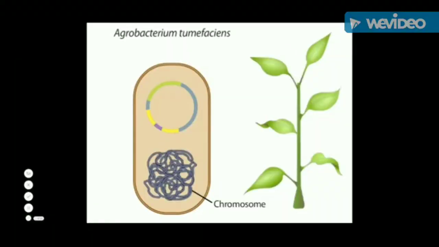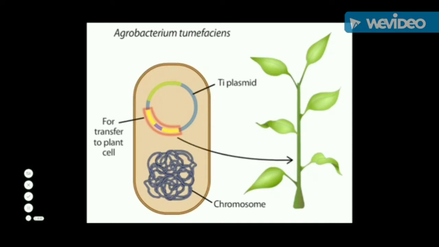Agrobacterium tumefaciens is a natural genetic engineer of a wide variety of plants. The bacterium has a loop of DNA called a tumor-inducing or Ti plasmid and can transfer part of this plasmid into a plant cell. The DNA transfer induces plant cells to make food molecules for the bacterium.